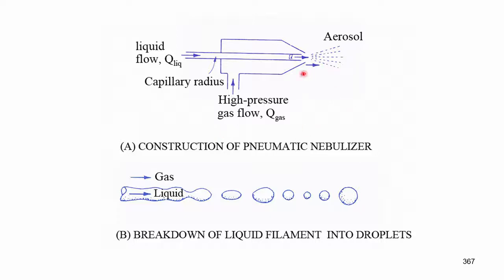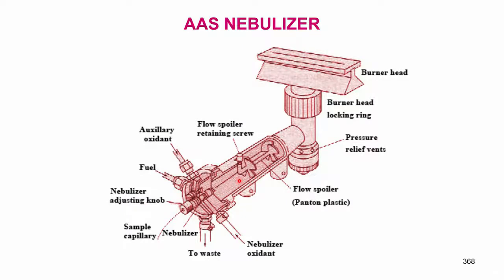Very simple arrangement, and the same thing is true once the aerosol comes out. What happens is initially it will be something like this, and then they break down into small droplets, and the smaller droplets get carried into the flame and the bigger droplets are collected and discarded. Okay. So, the same thing in modified form and more sophisticated, this we have already seen earlier.